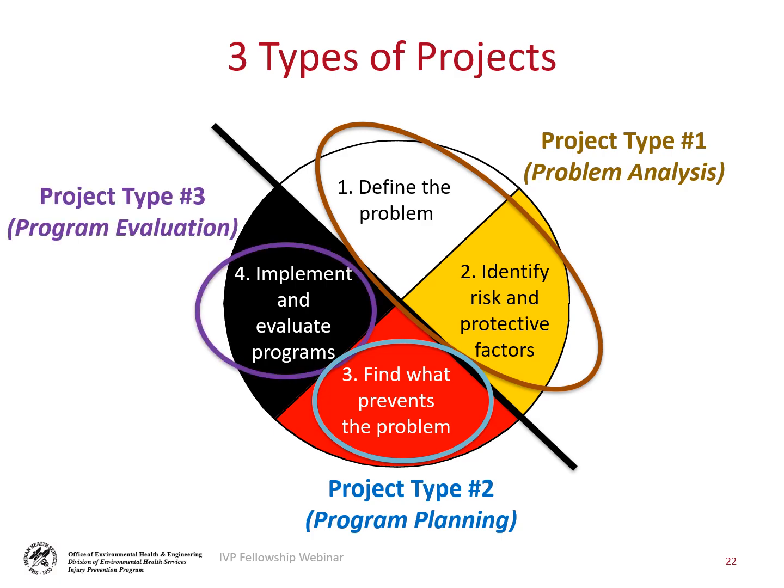The third type of project is aligned with step 4 of the public health approach. It is about evaluating an intervention that was implemented by yourself or someone else. The emphasis here is on understanding what resulted from the intervention. So this project type is called program evaluation. Let's look at some examples of projects.